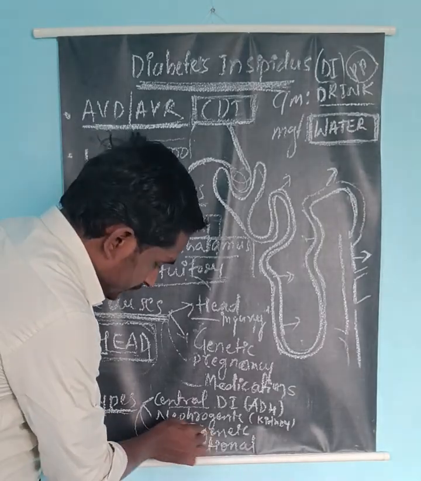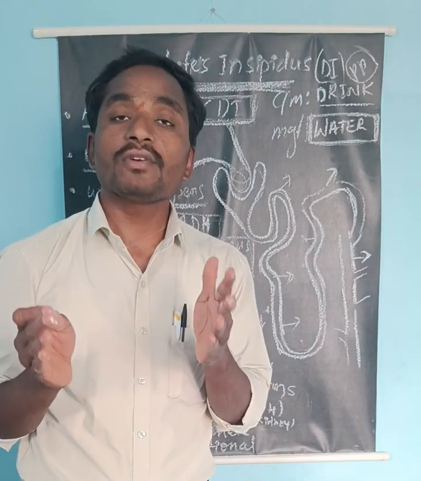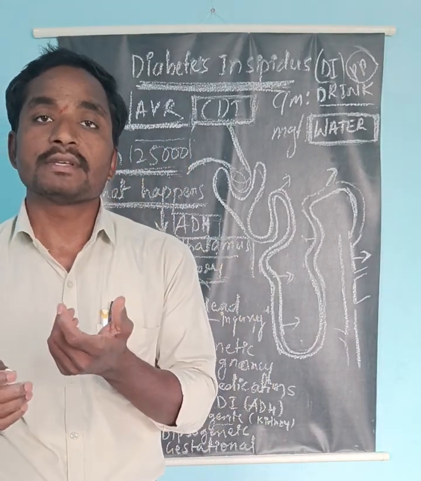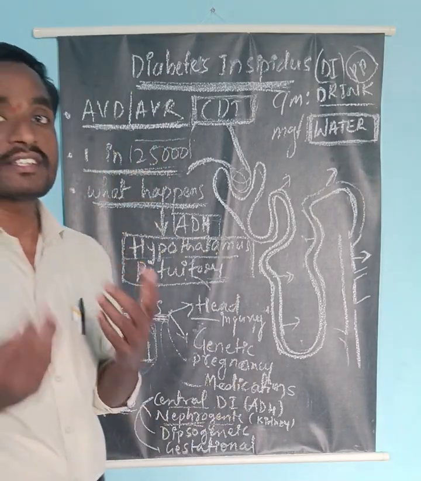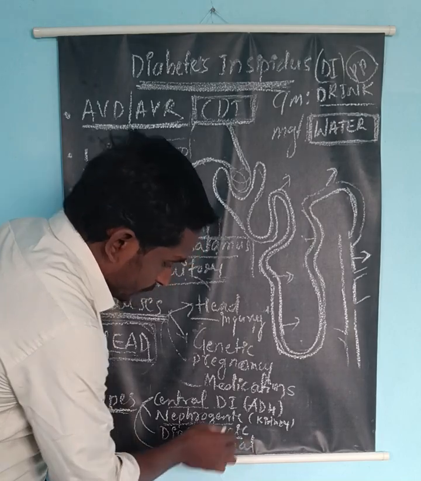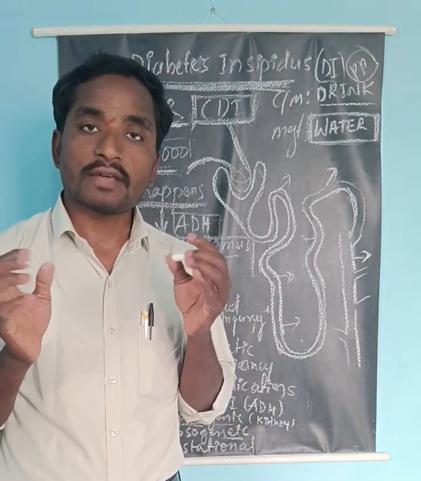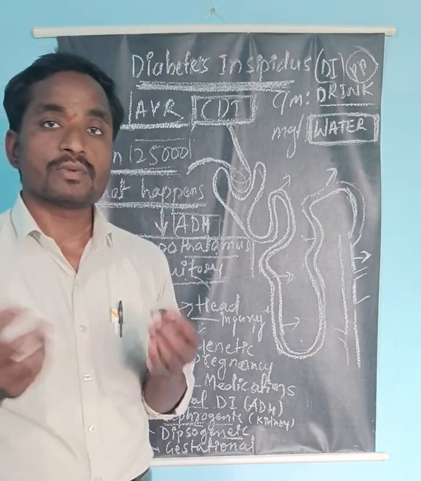Now come to nephrogenic diabetes insipidus. Here the antidiuretic hormone is already there, but the kidney nephrons are unable to use the available ADH hormone; they develop resistance against it. Now come to dipsogenic diabetes insipidus. It results from a defect in the body's thirst mechanism.